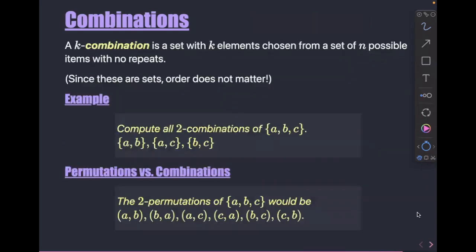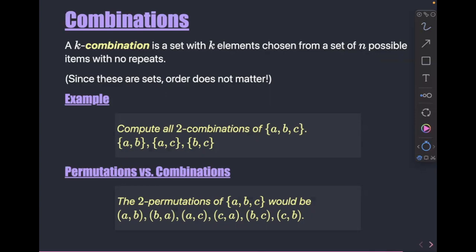So similar to a permutation is a combination. This is a set with k elements chosen from a set of n possible items with no repeats. It's very similar to a permutation, but since these are sets, order doesn't matter. So this is like if you are a chaotic book owner and you care what books are on your shelf, but not what order they are on your shelf, this is for you. So you care about what elements there are specifically, but not the order in which they appear.